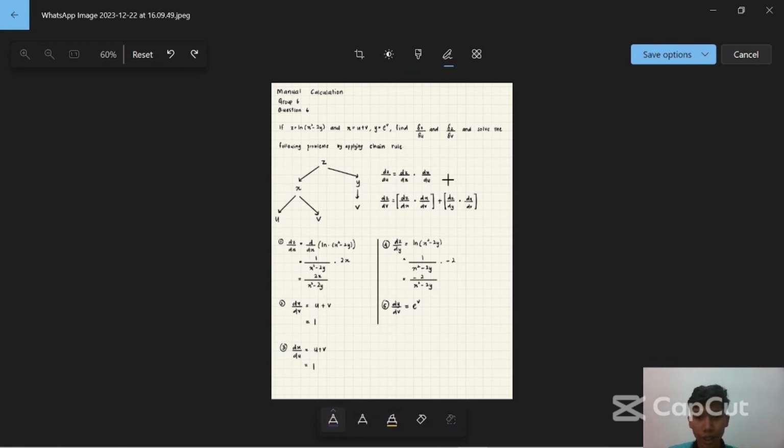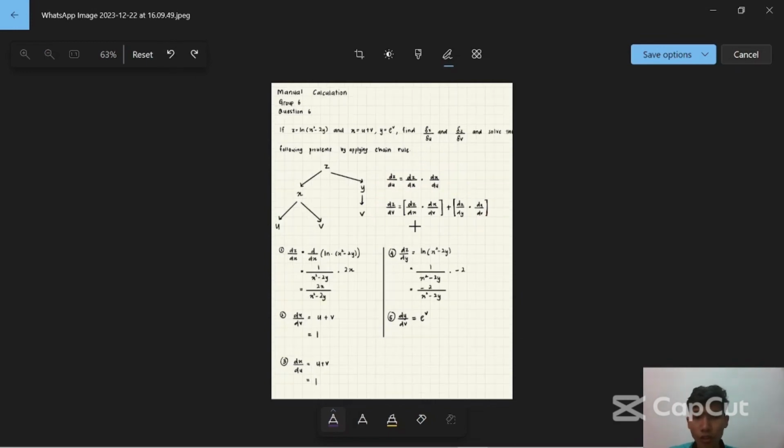After we have found the partial derivatives of z with respect to u and z with respect to v, we can go to the next step, which is to find each of the derivatives that we need. The first derivative that we need is z with respect to x. The answer that we get is 2x divided by x squared minus 2y. And then the second and third ones are actually the same.